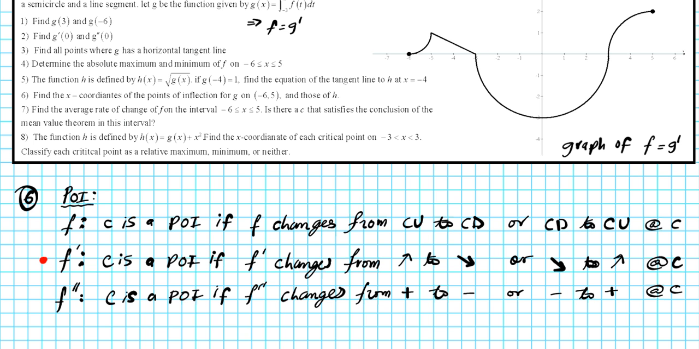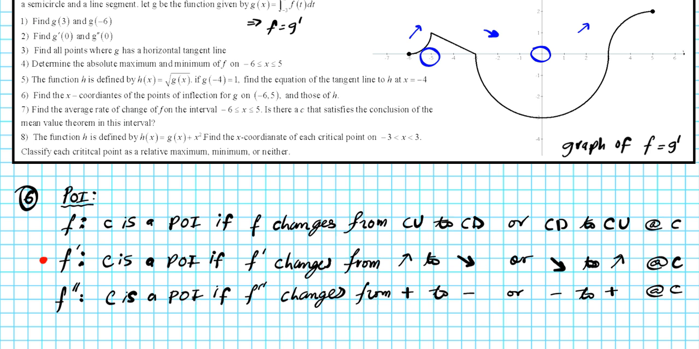So let's look at this function right here. For this function, we know that from -6 to -5, it's increasing. From -5 all the way to 0, it's decreasing on this interval. And then from 0 all the way to 5, it's increasing. So we have changes in increasing or decreasing at -5 and at 0.